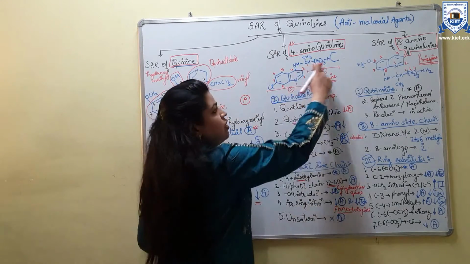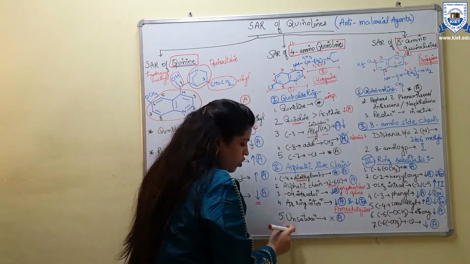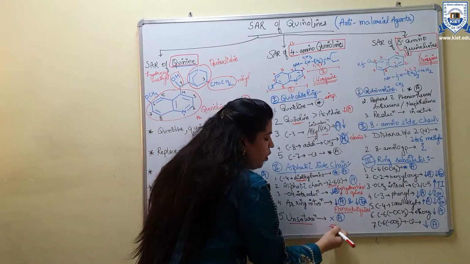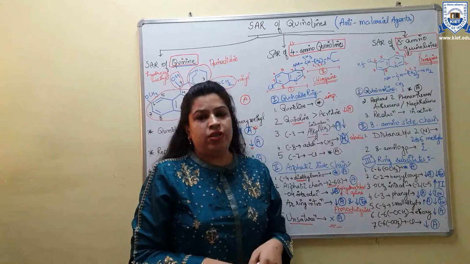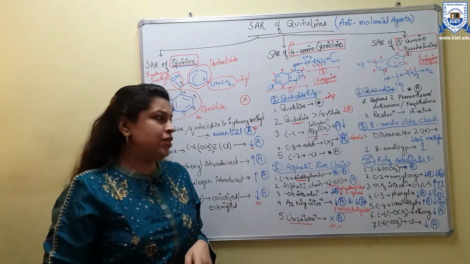Now this is an aliphatic chain with no unsaturation. If unsaturation is introduced in this side chain, there will be no activity of the 4-aminoquinolines. So this is about the second class, that is 4-aminoquinolines SAR.